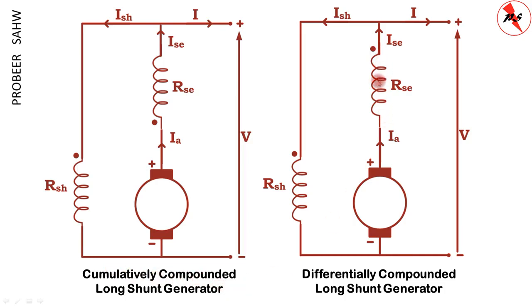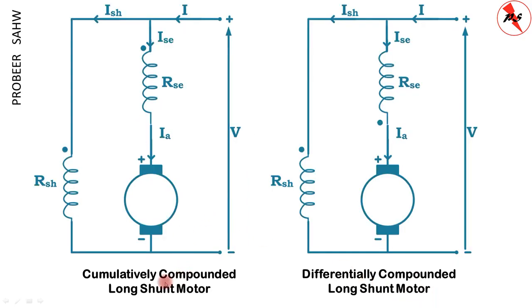But in this case, the series winding has been connected in reverse direction. Therefore, the series current leaves from the dot. Here, the shunt current enters the shunt winding from the dot. Here, the series current leaves the series winding from the dot. Therefore, in this case, the magnetic flux produced by the series winding will be in direct opposition to the magnetic flux generated by this shunt winding. Therefore, the series winding will try to oppose the shunt winding. Therefore, it is known as differentially compounded long shunt generator.